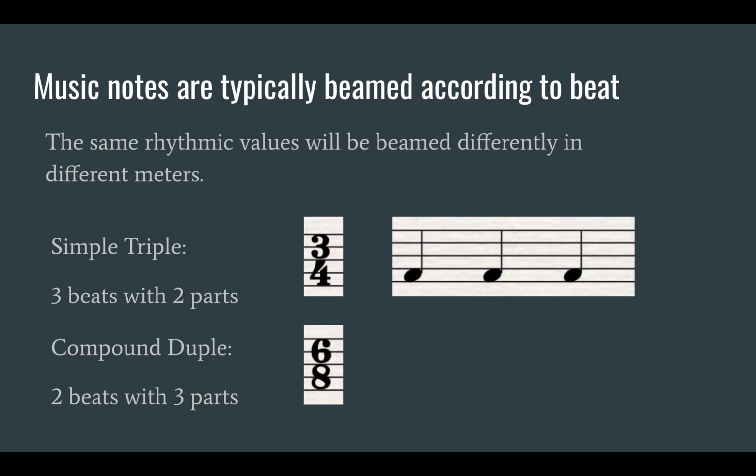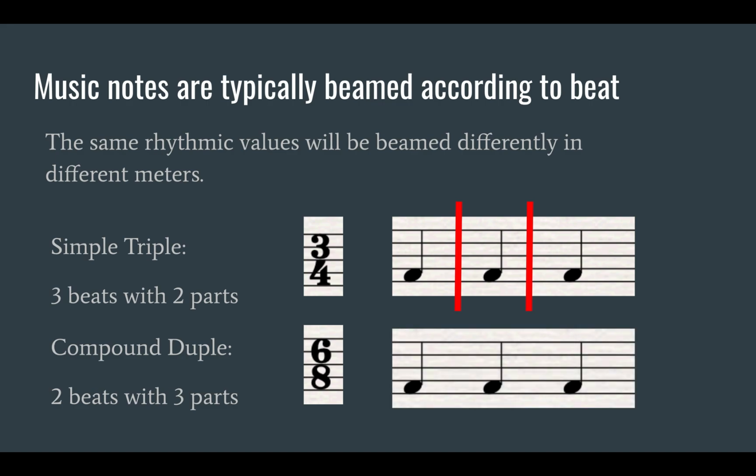Another example. In 3/4, quarter, half, quarter is very, very common. Again, it splits the notes based on where the beats are. But in 6/8, I couldn't have that same rhythmic value. Why not? Because that middle quarter note sits right at the point between beats. Half of the quarter note is in one beat, and the other half of the quarter note is in the other. Well, what does that mean? It means I can't do that.